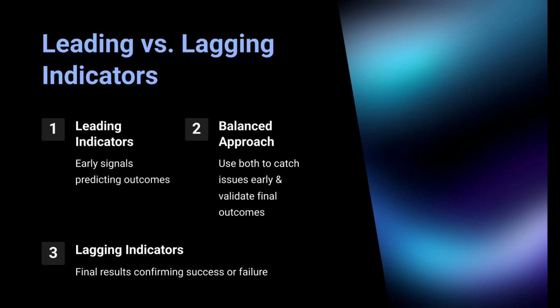Now, a lagging indicator is an outcome that has already happened. For example, here is our quarterly revenue, or the final error rates at the end of a production run.